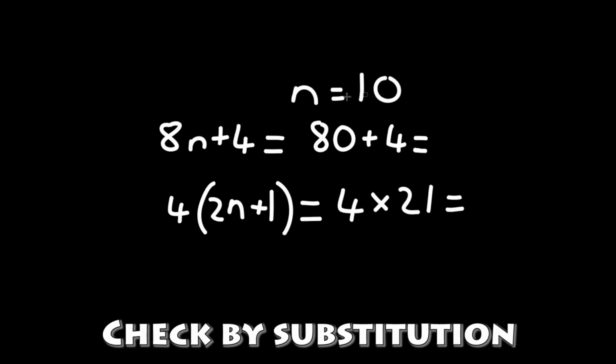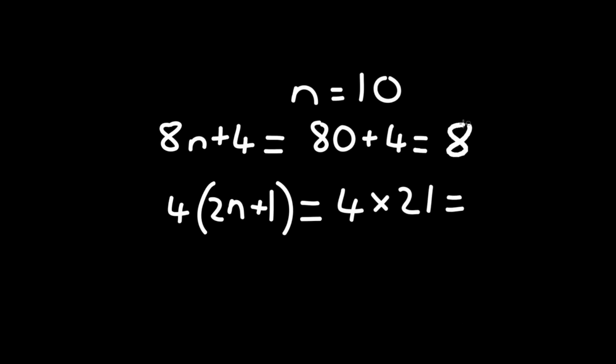We can check our work by substituting a number for the variable. Let's make n 10. 8 times 10 is 80, plus 4 is 84 in our expanded version of the expression, and in our factorized version, 2 times 10 is 20, plus 1 is 21, multiplied by 4 is also 84. Great.